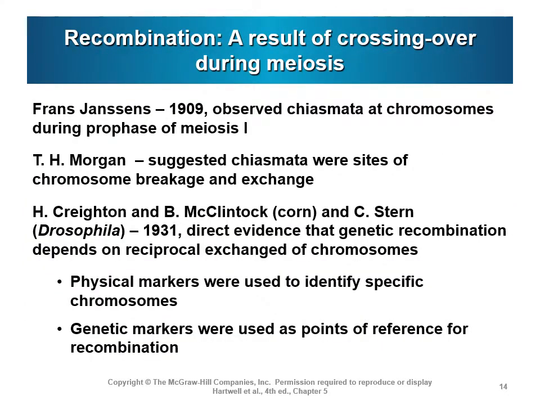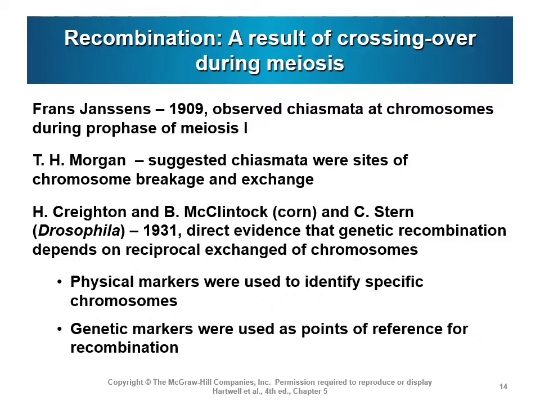In 1909, Frans Janssens observed chiasmata on chromosomes during prophase of meiosis I. A chiasma is the region of chromosomes where two chromatids, of two homologous chromosomes, come together. Then Morgan suggested that chiasmata were the sites where chromosome breakage and exchange take place.